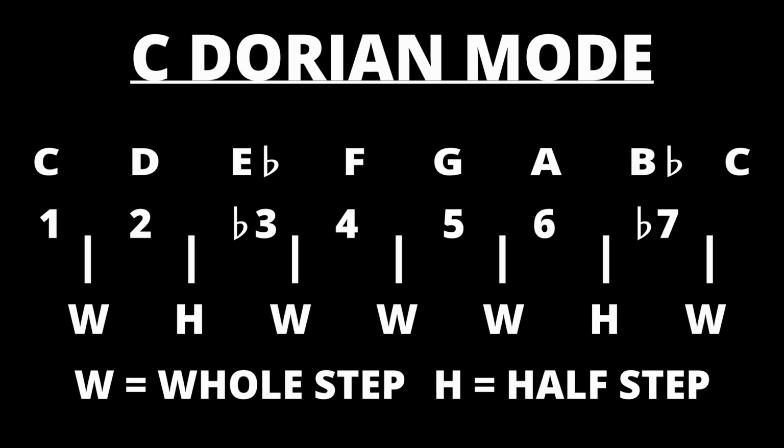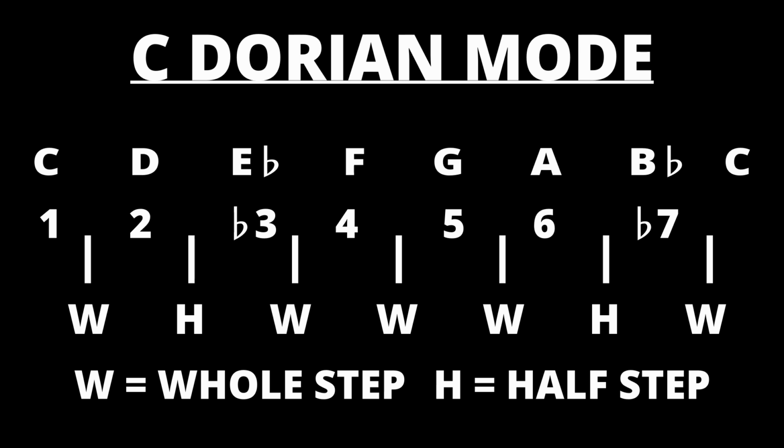The second mode is called the Dorian mode. It has the interval pattern whole, half, whole, whole, whole, half, whole. You'll notice that this is the same as the Ionian, but the first whole has been moved to the end of the interval list. This pattern will repeat for the rest of the modes, taking the previous mode and moving that first interval to the end of the list. See if you can spot it on the remaining modes.